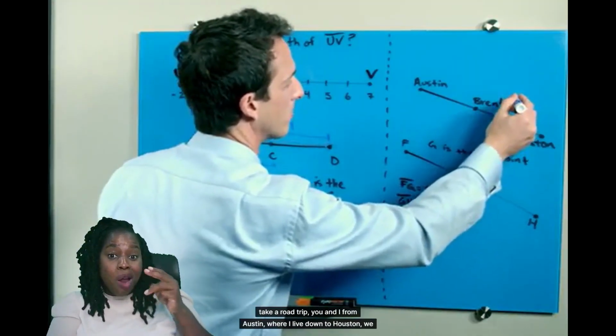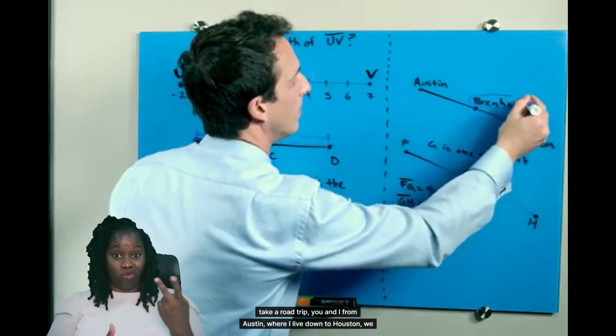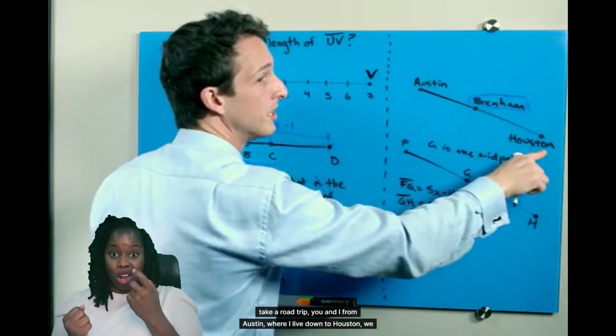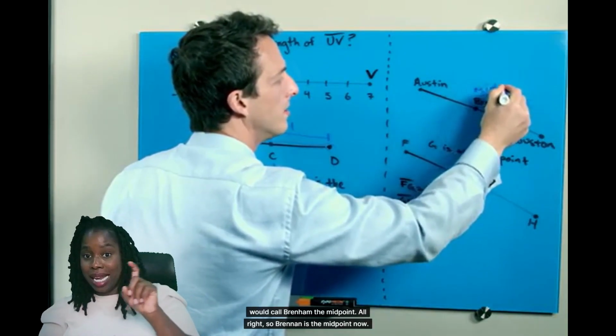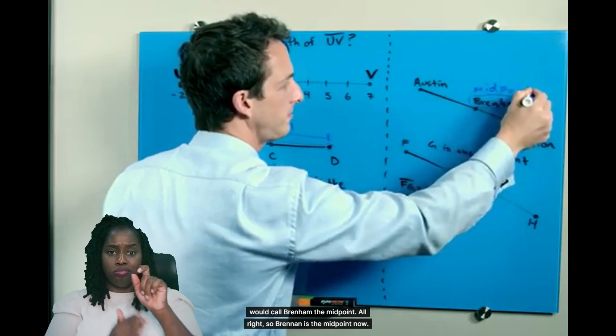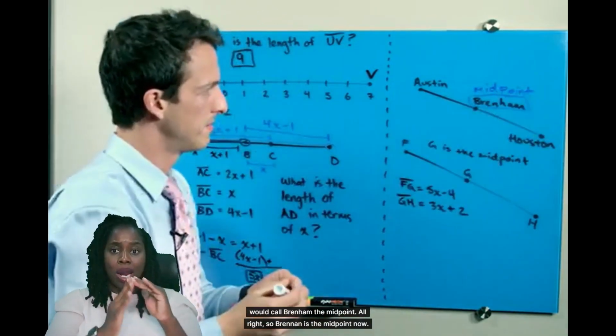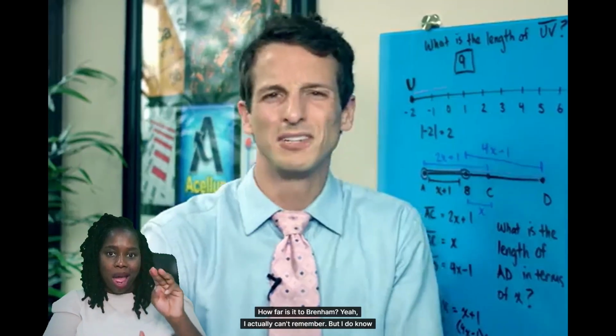But the reason why I mention Austin to Houston is because there's a little town called Brenham right in the middle. Some would even call it the midpoint of the road trip. So if we were going to take a road trip, you and I, from Austin, where I live, down to Houston, we would call Brenham the midpoint. All right, so Brenham is the midpoint. Now, how far is it to Brenham?